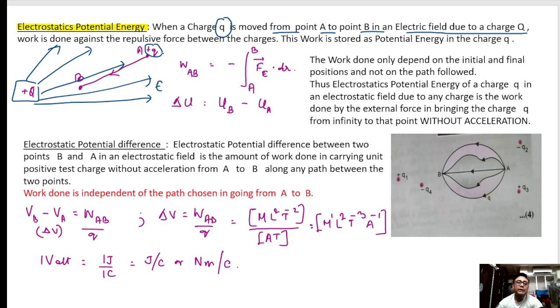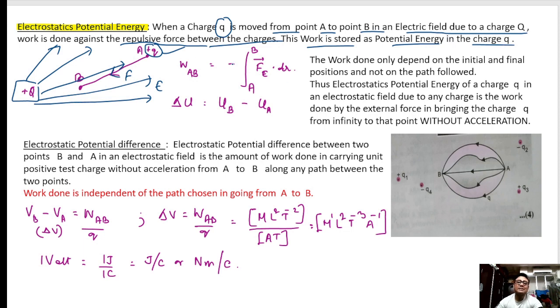Okay, so when you are moving this charge in the electric field of this charge, then you have to work against the repulsive force between the charges. So there will be a repulsive force and you have to work against the repulsive force, and this work is stored as potential energy in this charge. The work done by you to move against the electric field is stored as potential energy in the charge.